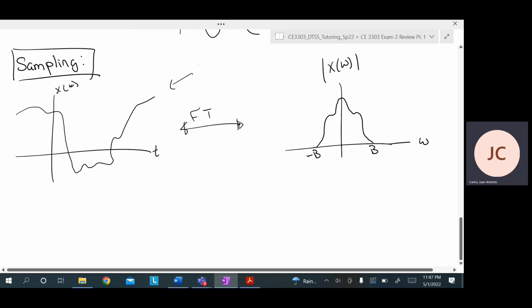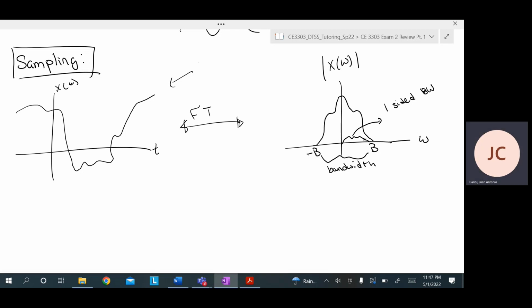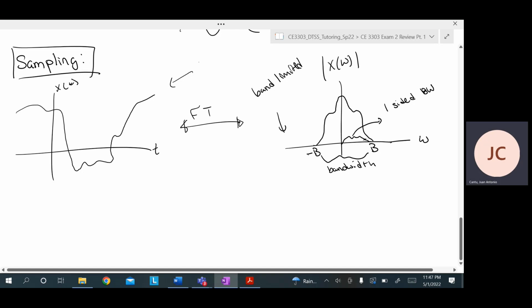A bit of terminology. This whole area from negative B to B is called the bandwidth of the signal. If I'm just looking at positive frequencies and not negative frequencies, I just look right here. This is called the one-sided bandwidth. Another thing is this Fourier transform here is called band limited, meaning there is a highest possible frequency and a lowest possible frequency represented in this signal. For instance, B right here is the highest frequency in our x of t signal. The frequency over here is not represented in x of t. This x of t does not contain any frequencies above the frequency B.